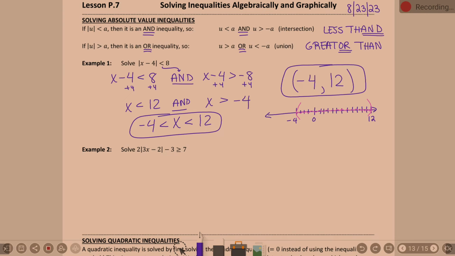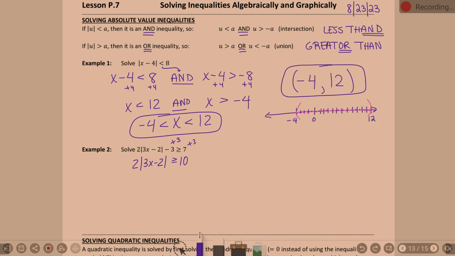But before I set up my or statement, add the 3 and get rid of the 2 by dividing. I want the absolute value by itself, greater than or equal to some other number. Since it's 2 times something minus 3, we're going to add 3. So now it's 2 times the absolute value of 3x minus 2 greater than or equal to 10, yes?